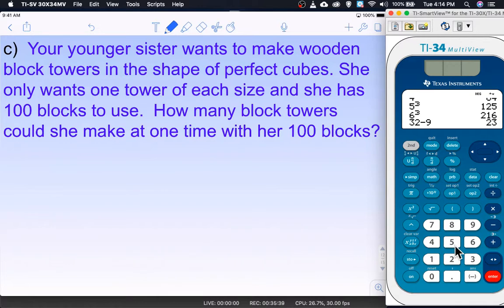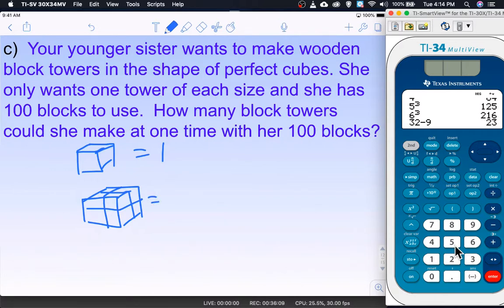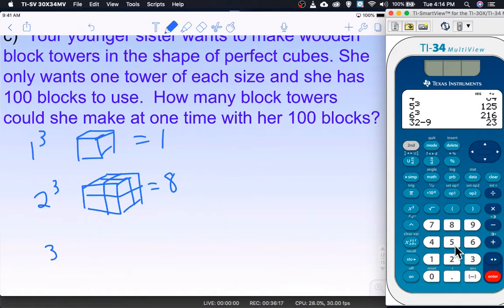All right, so I kind of like to work my way up here. She only wants one block tower of each side, and they have to be perfect cubes. So if she just takes one block, and that's her first block tower, that's going to take one block. Now to make a block tower that is a 2 by 2, and my picture is going to get a little ugly here. There we go. That's a 2 by 2. That's 2 cubed. That would take 8 blocks. So this is 1 cubed, 2 cubed, 3 cubed. This is the last one I'm going to draw because it's going to get ugly here soon.